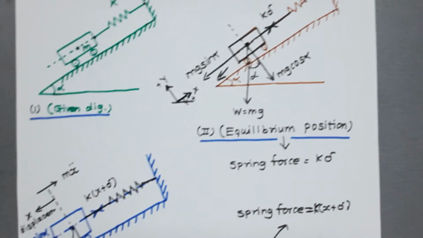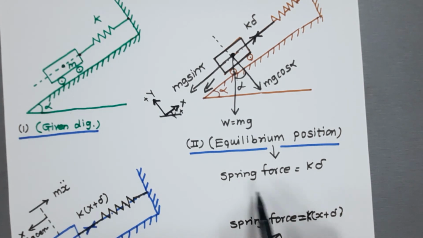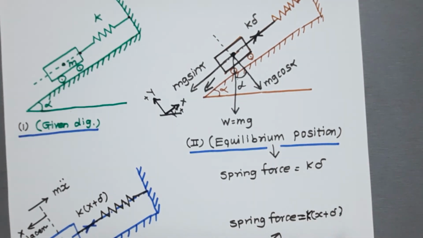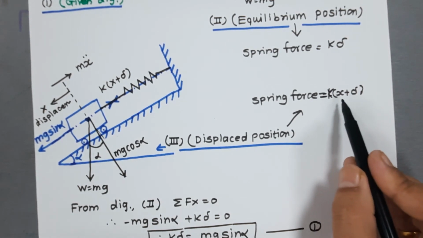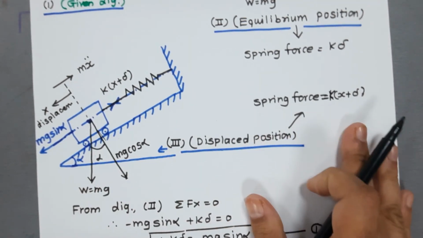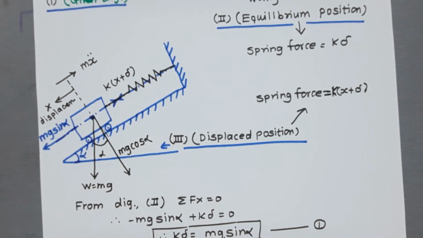Now dear friends, observe here: in the equilibrium position we have a spring force k into delta, while in the displaced position we have a spring force k into x plus delta, because the deflection x is added here due to the movement of the mass in the downward direction.